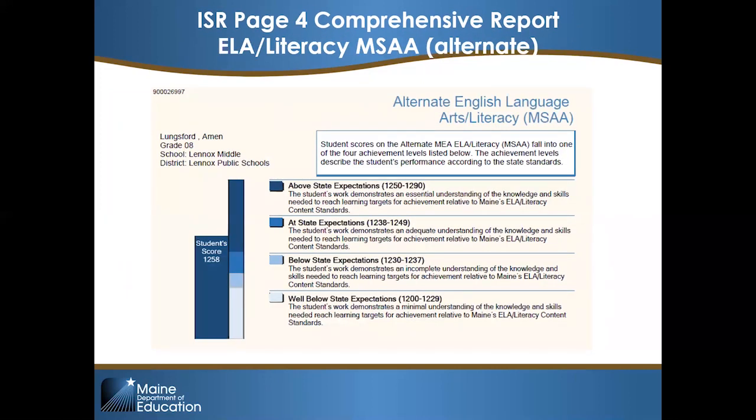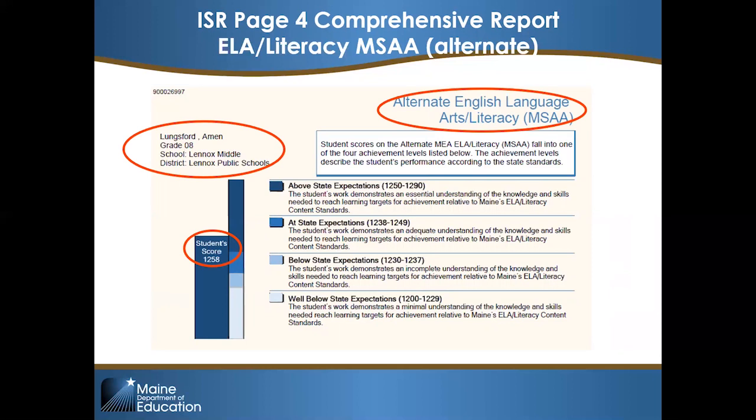This is page 4 of the comprehensive ISR for our student who took the alternate ELA literacy assessment, also MSAA. Again, Amen is our 8th grade student at Lenox Middle in Lenox Public Schools. He received a scale score of 1258 with an achievement level of above state expectations for 8th grade ELA literacy. The score ranges for this achievement level are from 1250 to 1290. The bar graph on the left is the corresponding color of the above state expectations achievement level, next to the thin bar that shows the distribution of all students statewide in all 4 achievement levels.